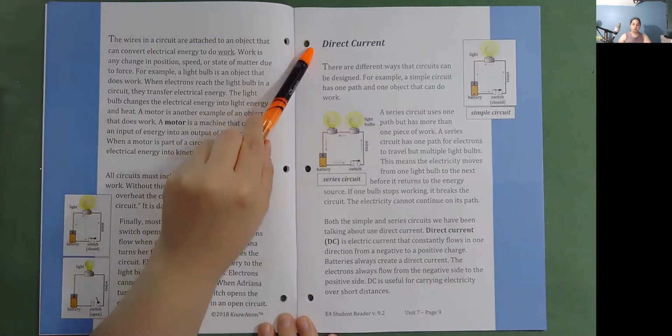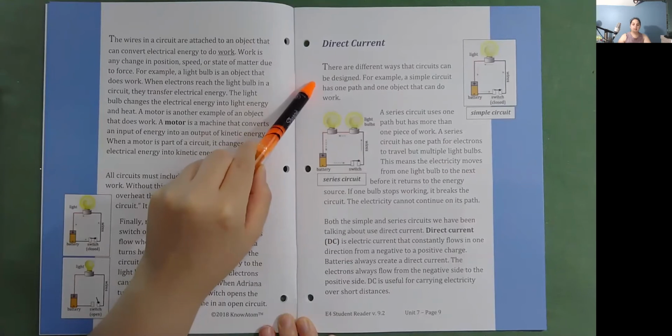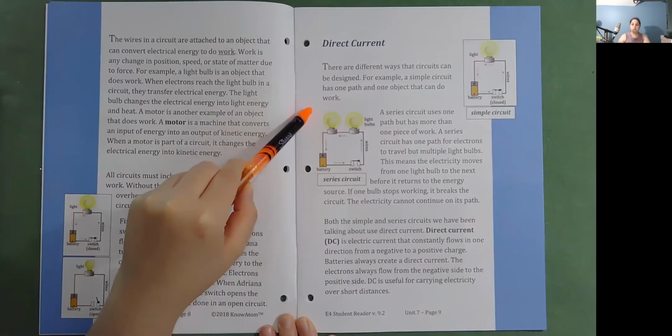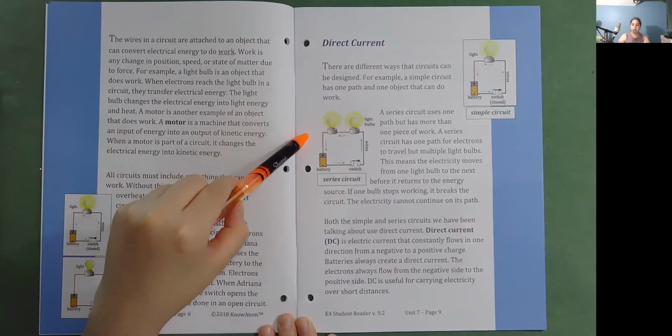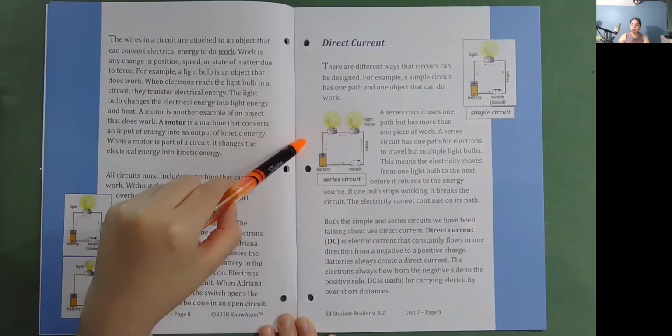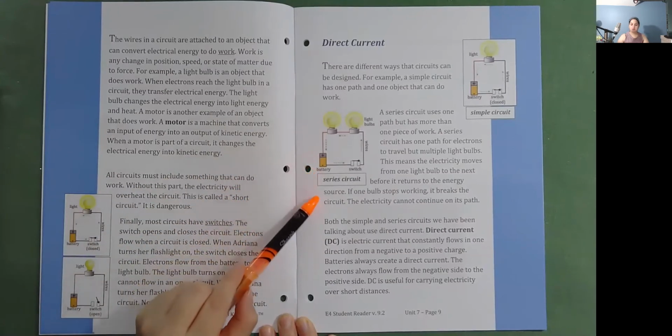Direct current. There are different ways that circuits can be designed. For example, a simple circuit has one path and one object that can do work. A series circuit uses one path that has more than one piece of work. A series circuit has one path for electrons to travel, but multiple light bulbs. This means the electricity moves from one light bulb to the next before it returns to the energy source. If one bulb stops working, it breaks the circuit. The electricity cannot continue on its path.